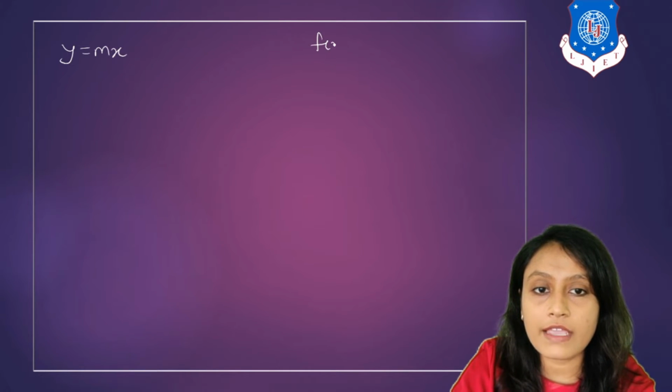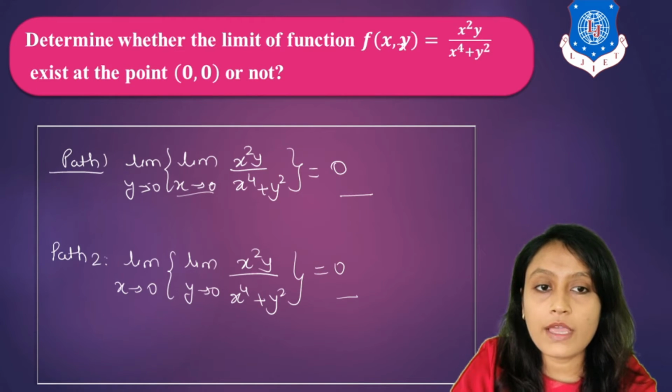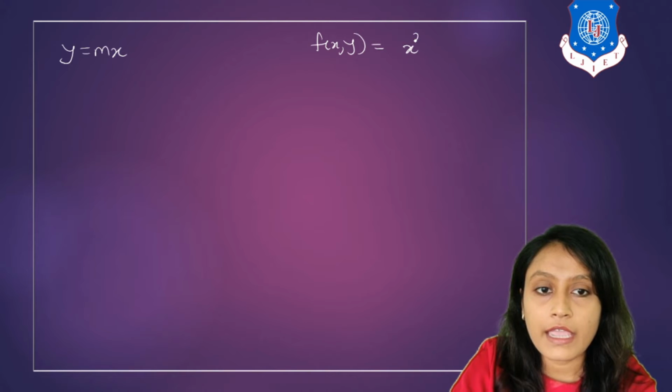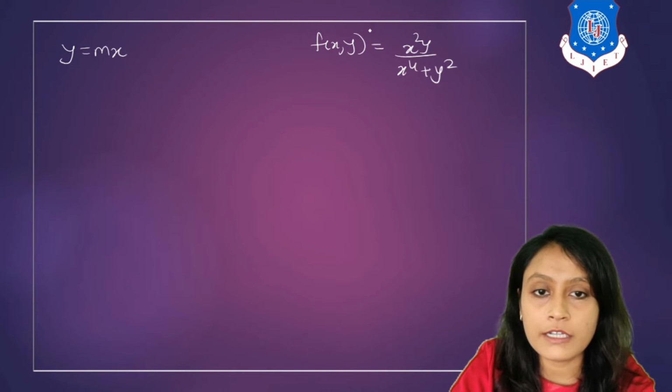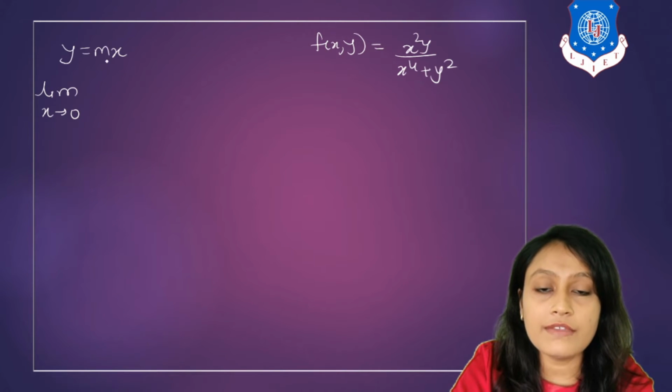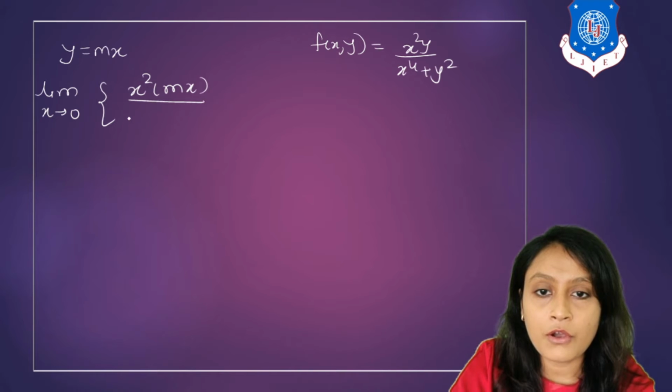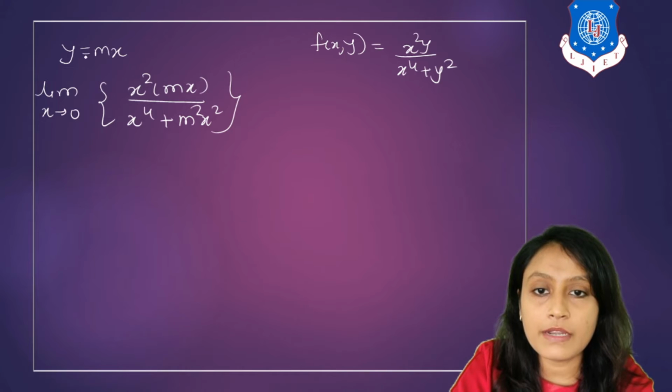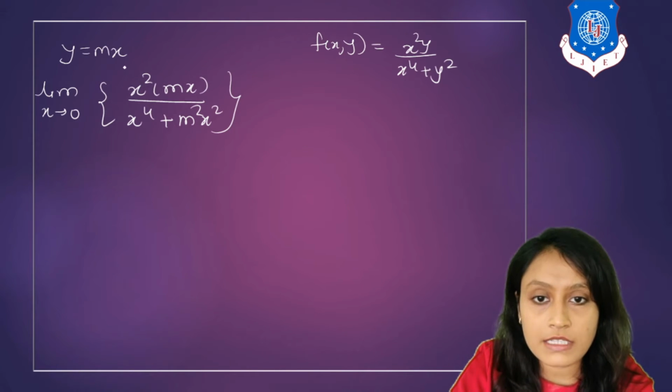Now the function f(x,y) given in the question is x square y upon x raised to 4 plus y square. Now we will take y equals mx in this function, so you will get only the limit of x, because y we are writing in the form of x. So limit x tends to 0, x square into mx upon x raised to 4 plus m square x square, correct? In place of y, just write down mx.